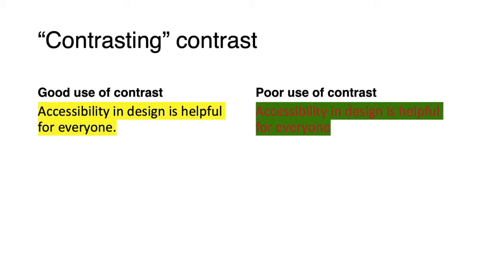Here are a couple examples of good use of contrast and poor use of contrast. Notice in the poor use of contrast that the green is really hard to read with the red text over it. This would be especially difficult for someone who is colorblind for red and green. It would be completely unreadable.